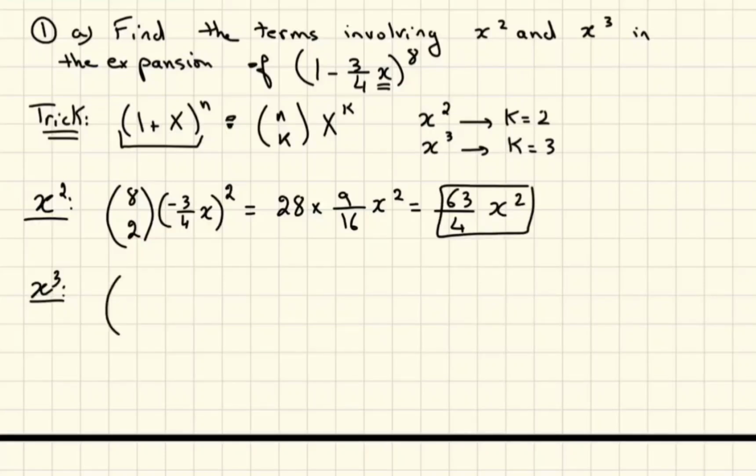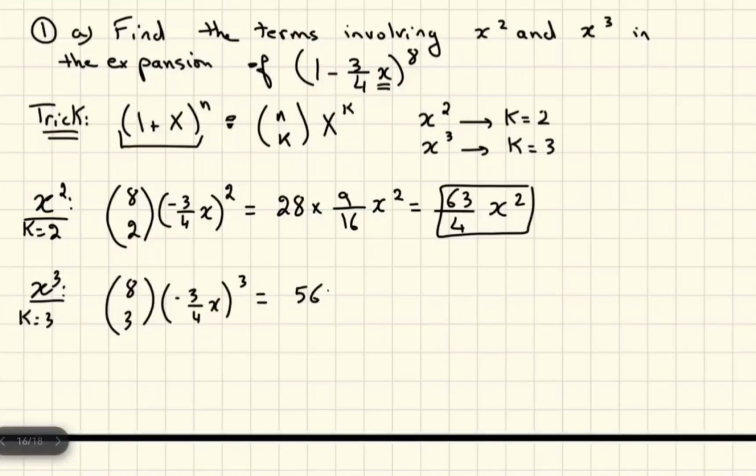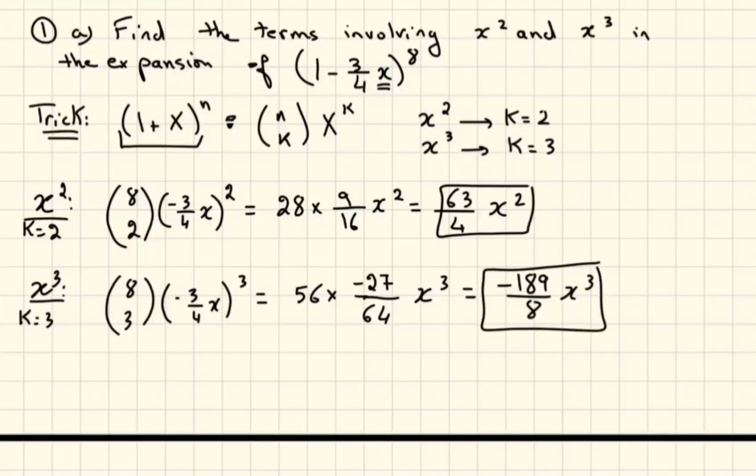Now same thing we do for x cubed. The k here is 3, the previous one was 2. So 8C3 times (minus 3 over 4 x) exponent 3. So we get 56 multiplied by negative 27 over, actually, it's over 64, for exponent 3 it is 64, x cubed. Now when we multiply this, we get minus 189 over 8 x cubed. So this is the term with x cubed.